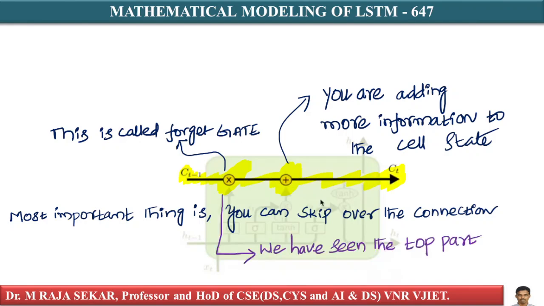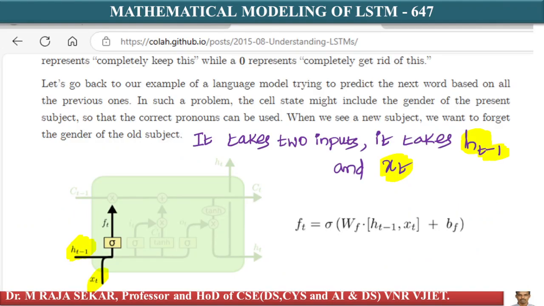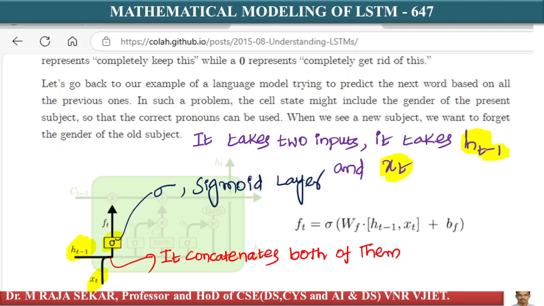We have seen this top part. Now let us try to understand this part. It takes two inputs. It takes ht minus 1 and xt. It concatenates both of them. There is a simple sigmoid layer. Just see, this is the sigmoid layer. What is my Wf? Wf is a bunch of weights, isn't it? Ft, just see what is my ft.